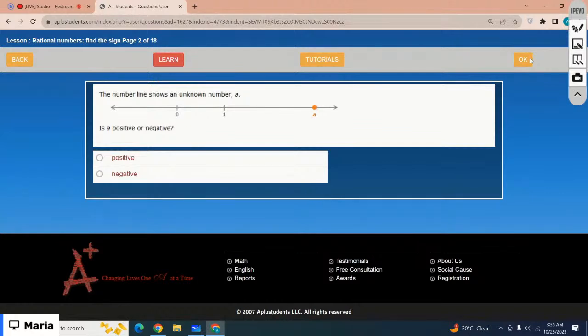The number line shows an unknown number a. Is a positive or negative? So which is the correct option? A is on the right hand side of the 0, right? That means a is positive.